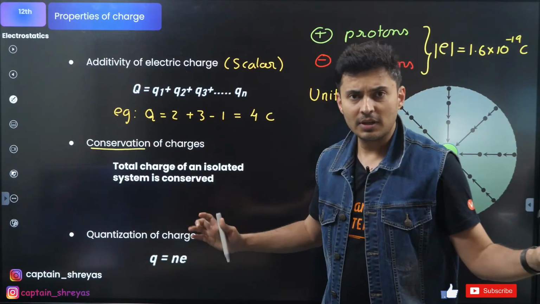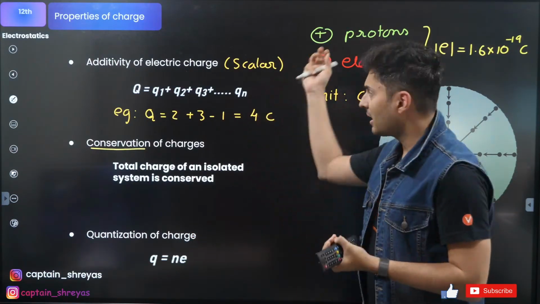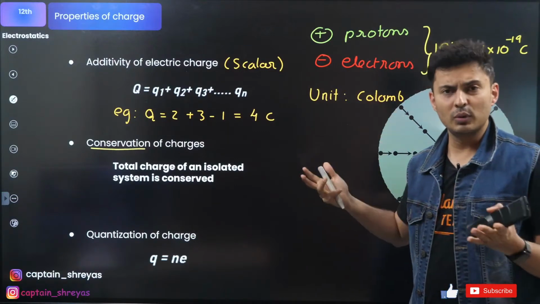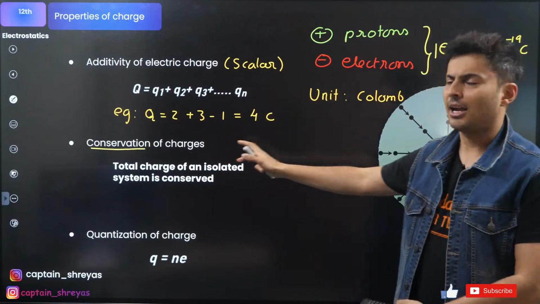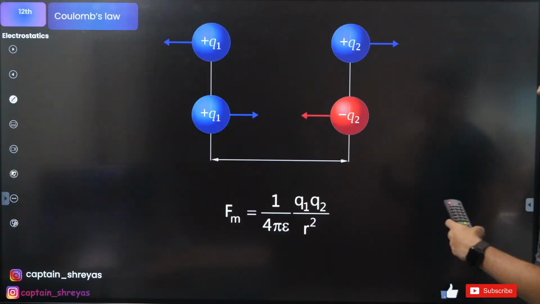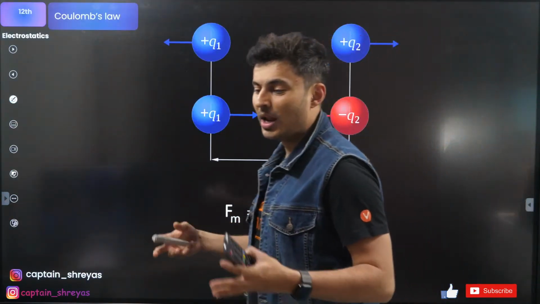Charges are conserved. They are intrinsic properties. They can be of 3 types: positive, negative, neutral. We should know the value of e. And charges are scalar. That means you can just add them. Moving on to the next concept, and that is basically your Coulomb's law.